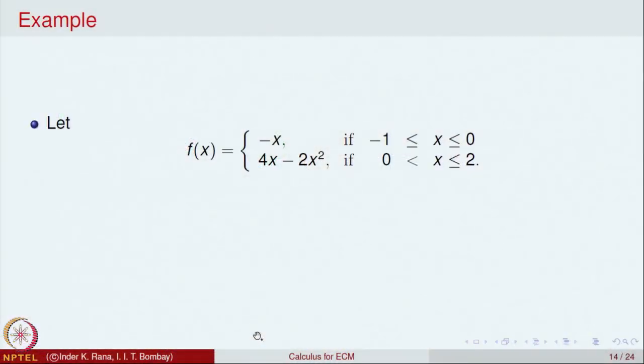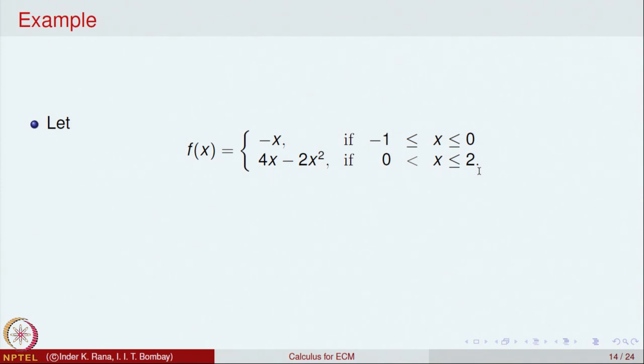So, let us look at the example where the function is given by f of x is equal to minus x if x is between minus 1 and 0, and it is equal to 4 x minus 2 x square if x is strictly bigger than 0 and less than or equal to 2. So, the function is defined differently for the values minus 1 to 0, and it is defined differently for values bigger than 0 and less than or equal to 2. So, the domain of this function is the closed bounded interval from minus 1 to 2.